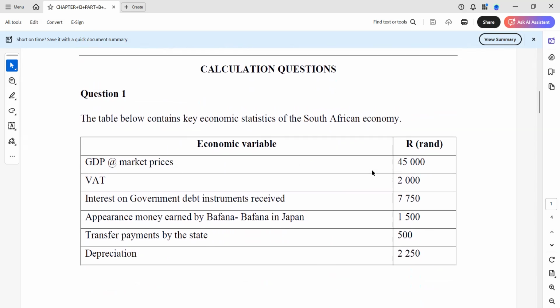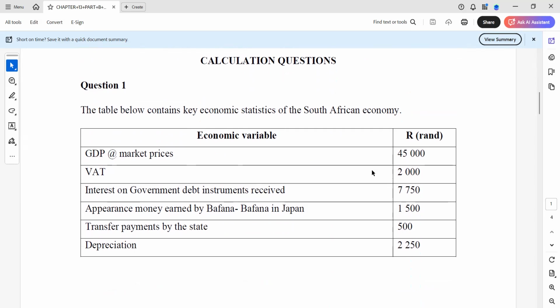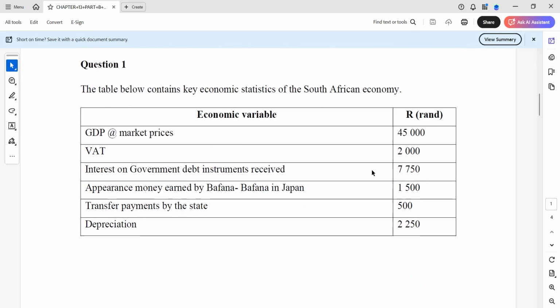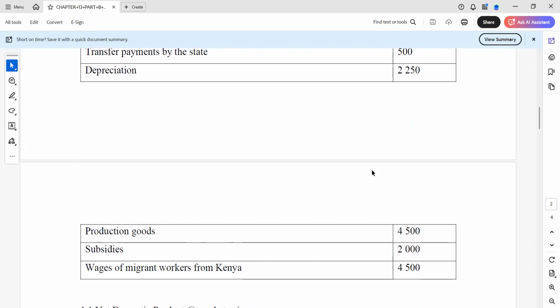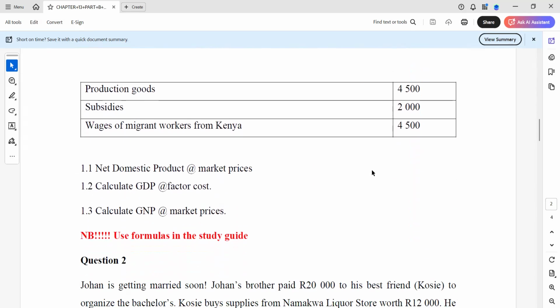Okay, so please get your calculator out, your pen, your book, your pencil, your eraser, and let's get into it. So we're going to start with question one until question four, I think. So question one, let's read the question. They're saying calculate the net domestic product at market price.